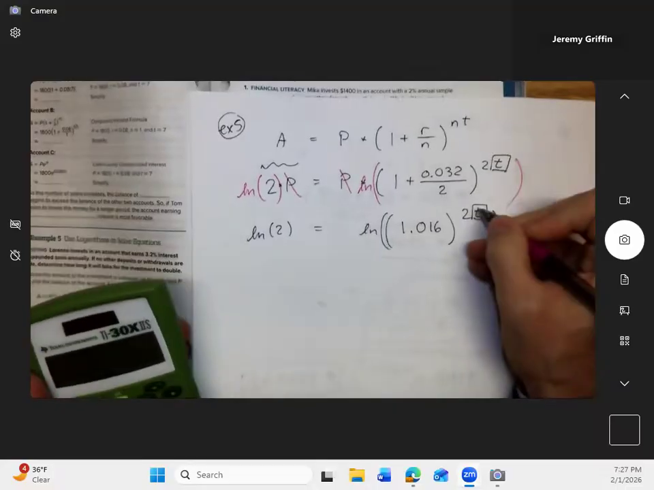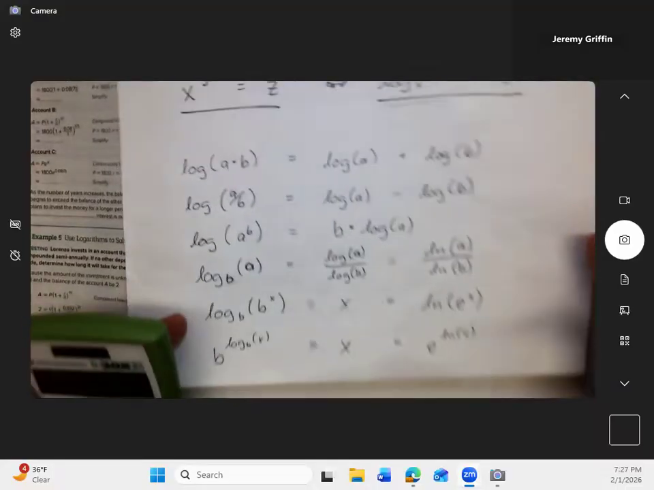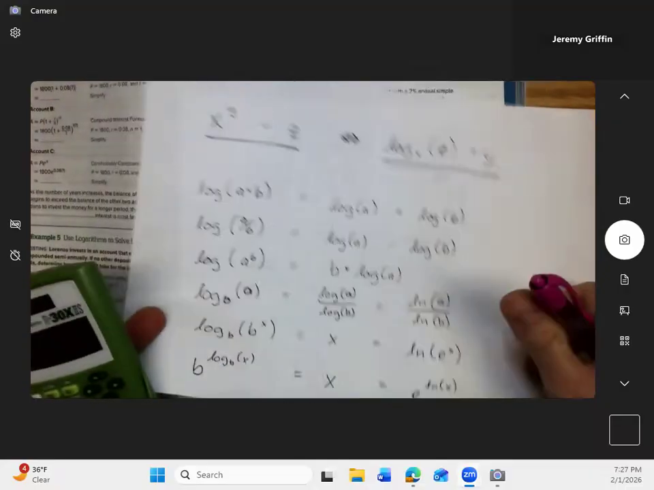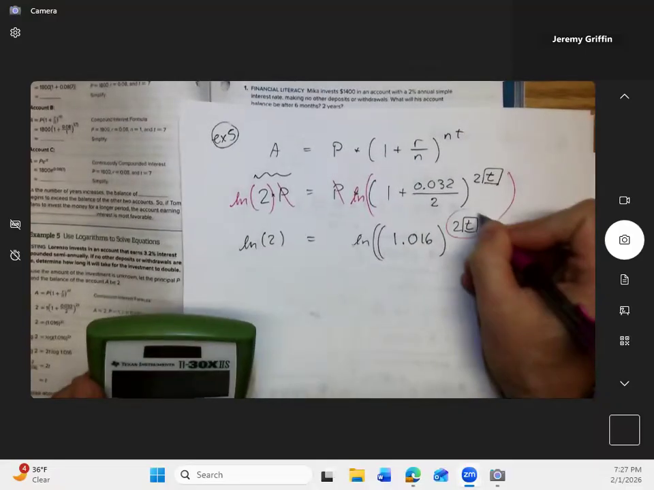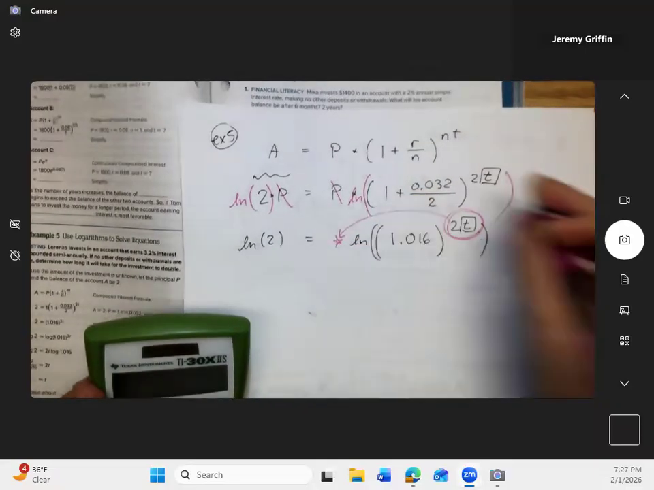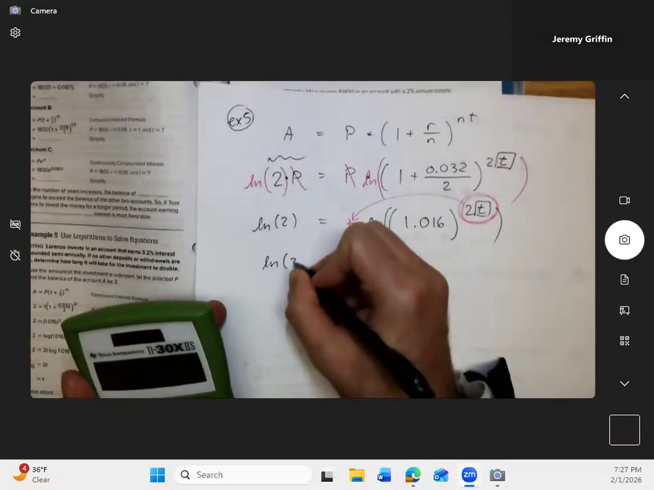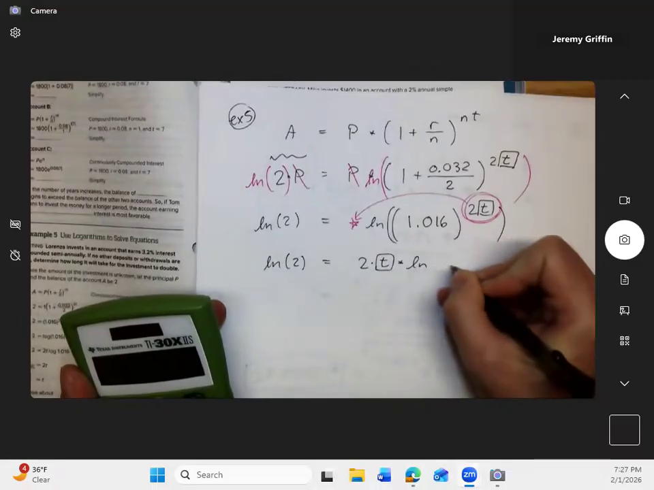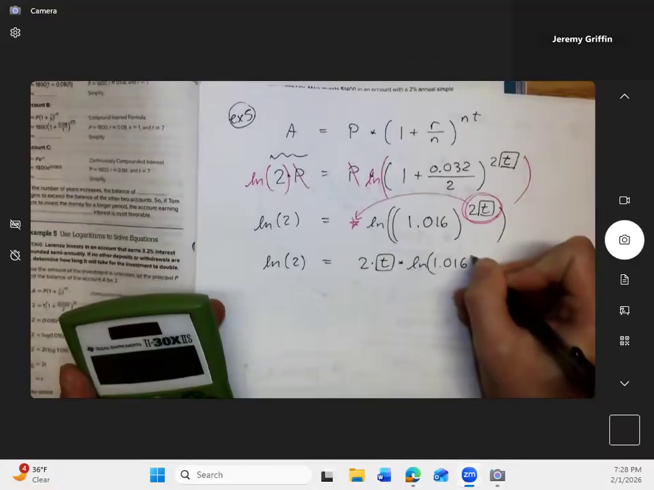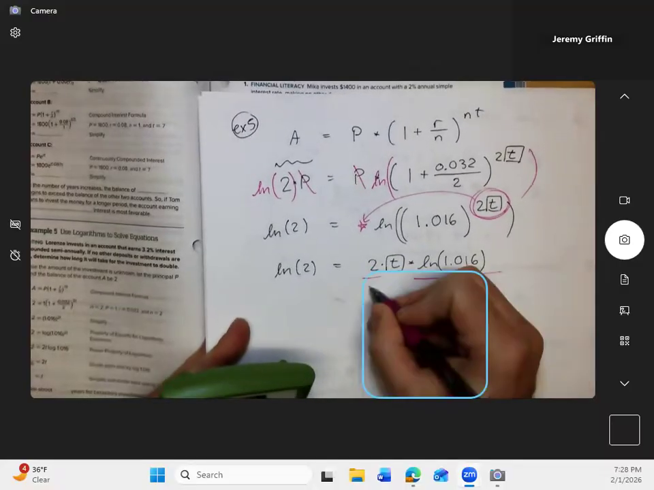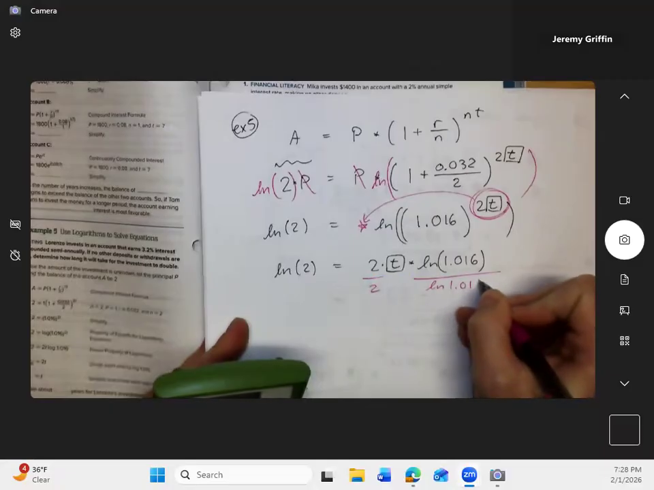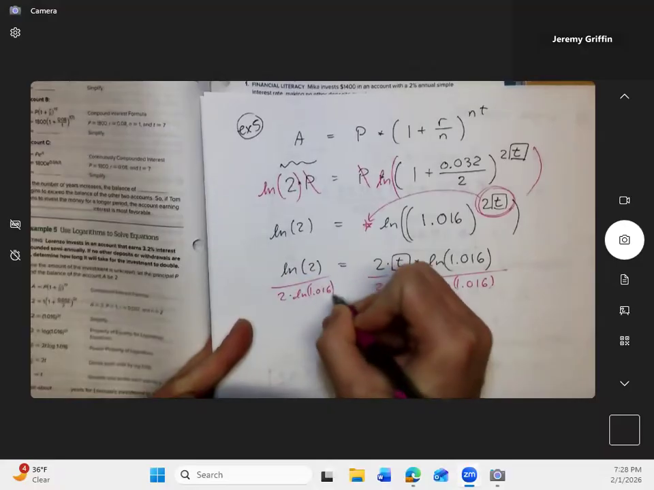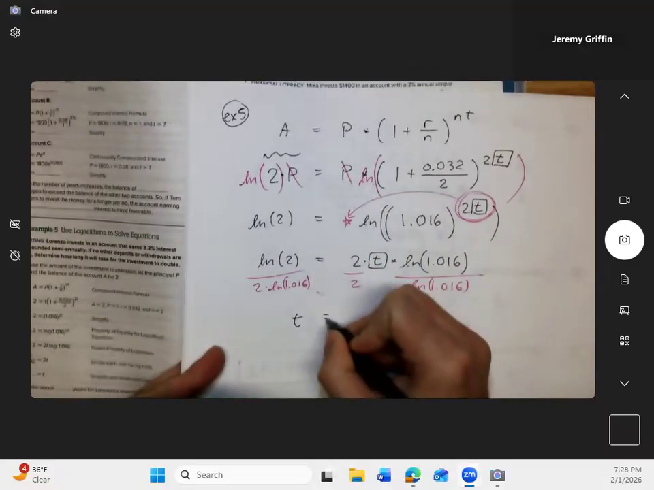Right now, I'm thinking of this rule right here. Log of a to the power of b is b times log a. Well, we did that right here. And take this 2t, we're going to put it in front right here. So that would be natural log of 2 is equal to 2t natural log of 1.016. Right? Then divide both sides by both 2 and natural log 1.016. Okay, let's see. I'll get a value for t.